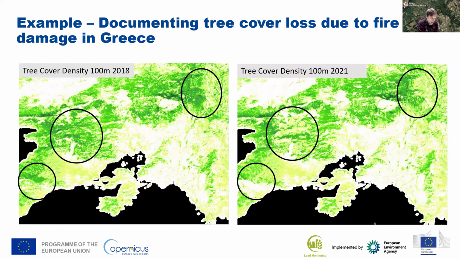Here we see in the most left area, which was affected by the fires, that not only a reduction of tree cover occurred, but we basically lost the actual tree cover in the central part, and in the upper right part we see also a strong decrease in tree cover, but there's tree cover present.